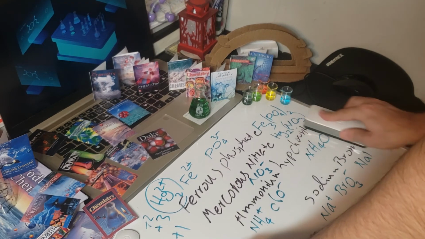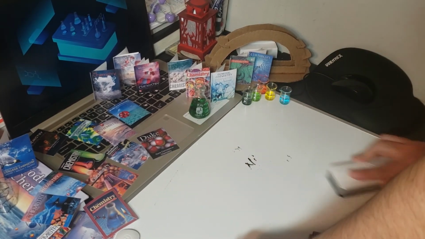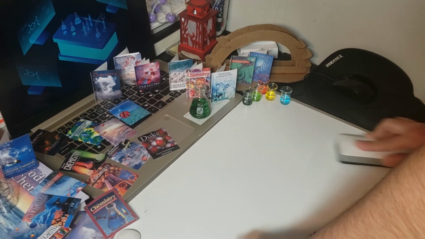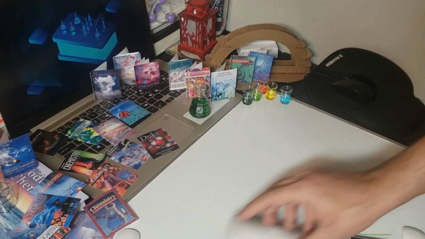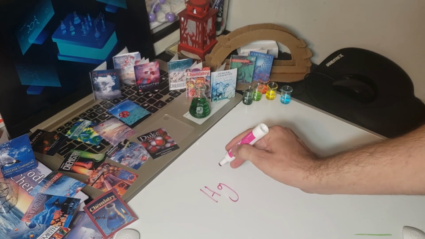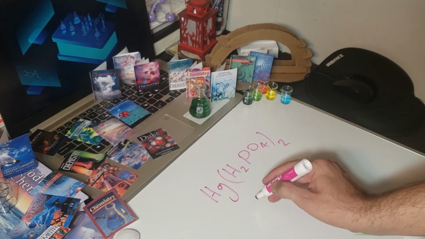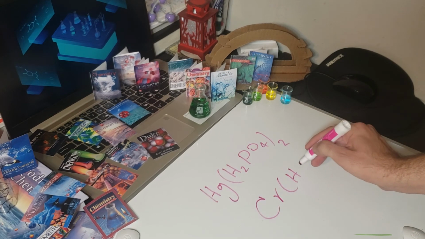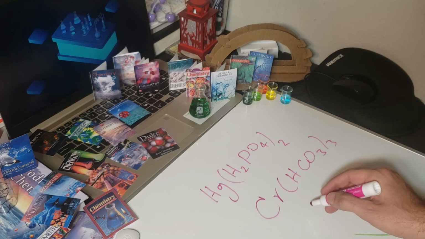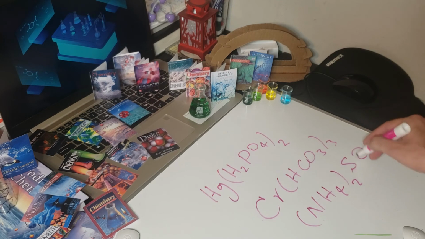Let's go to do a reverse example of this, where I gave you the formula and I want you to name it. Okay, I'm not going to write the name down, but I'm going to hint about the parentheses, but the prefixes, okay, because it's going to be a little bit sooner. This one, Hg(H2PO4)2, chromium(HCO3)3, and NH4 SO4.